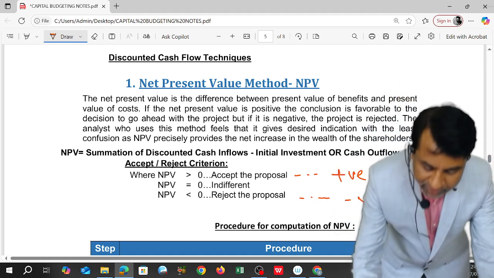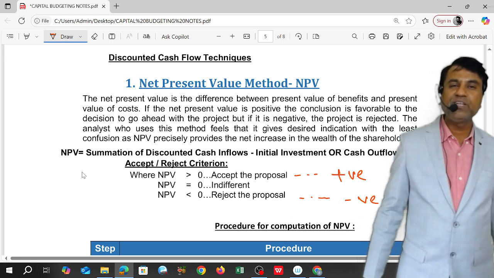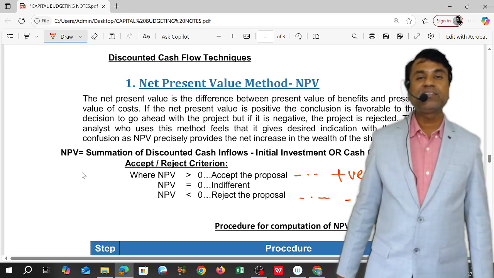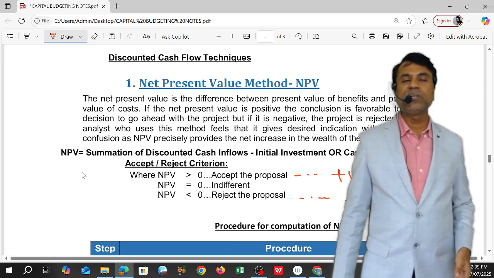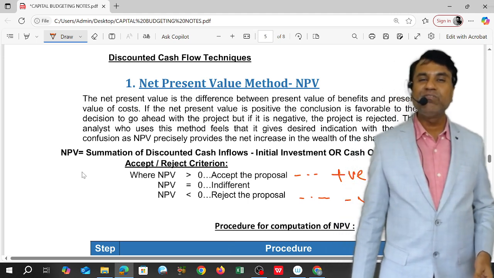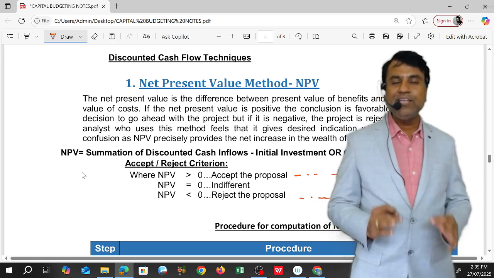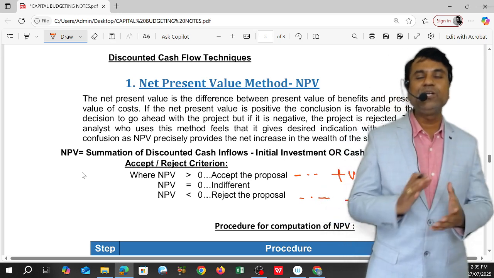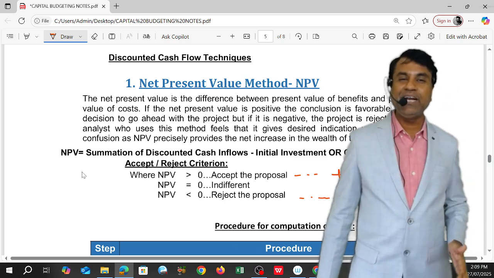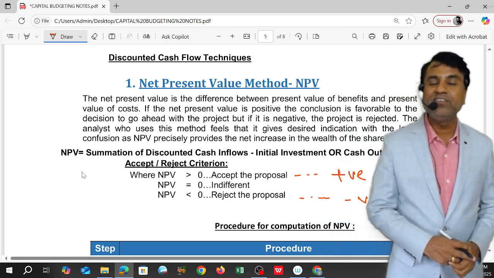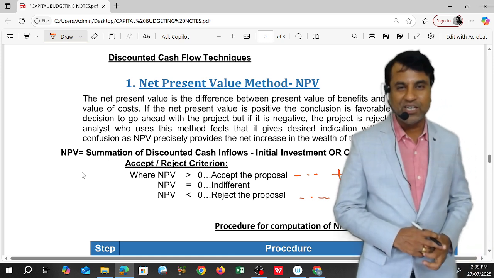How to calculate NPV? The formula is before you on the screen. It is the summation of discounted cash inflow minus cash outflow or initial investment. Now there are a few things which we need to consider when we are talking about inflows and outflows. So what is NPV? NPV is going to tell you how much precisely is going to be added to the wealth of the shareholders if a particular project is accepted, by calculating the difference between the summation of discounted cash inflow and cash outflow or initial investment.